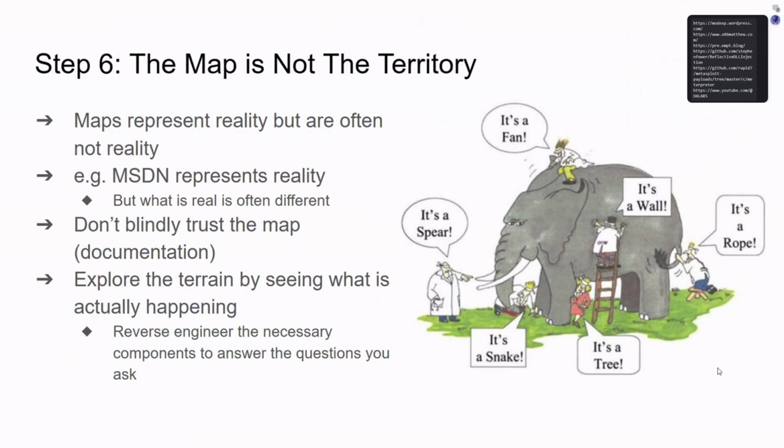A mental model which I have found invaluable is understanding that the map is not the territory. While maps represent reality, well, okay, I must have made a typo on my first line there. Maps don't actually often represent reality. Just because a map says something doesn't mean that's actually the case. MSDN represents reality, but what is real is often different. Don't blindly trust what's on the map.